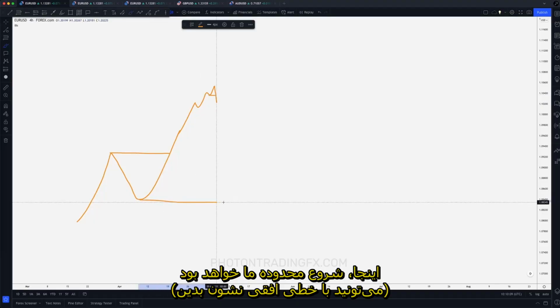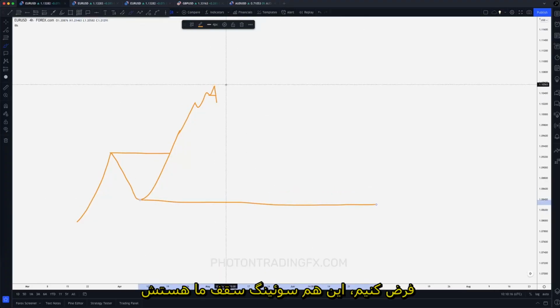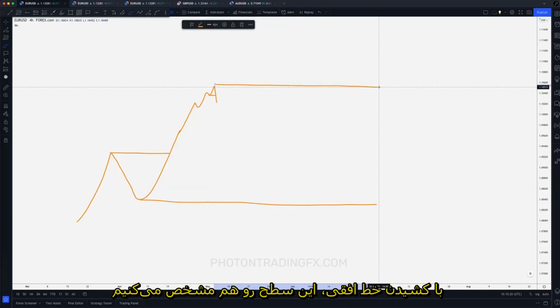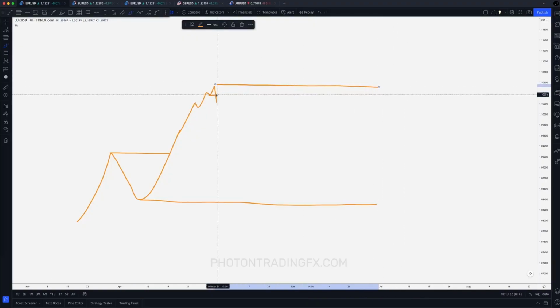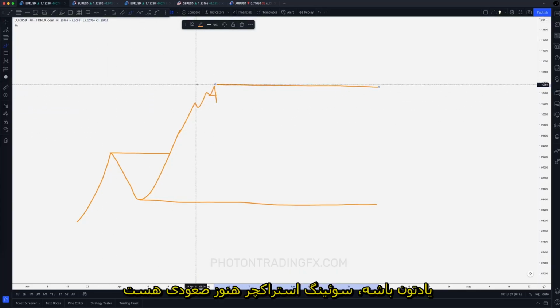So this here would be the range, right? You can mark that out with a horizontal line, the current range you are within. That is the swing low, okay? And now, at this point, let's say we assume this is a swing high, we can then mark that out and say this is our swing high here, okay? So now the internal structure has had a change of character. The internal structure has switched bearish, but the swing structure is still bullish, okay?